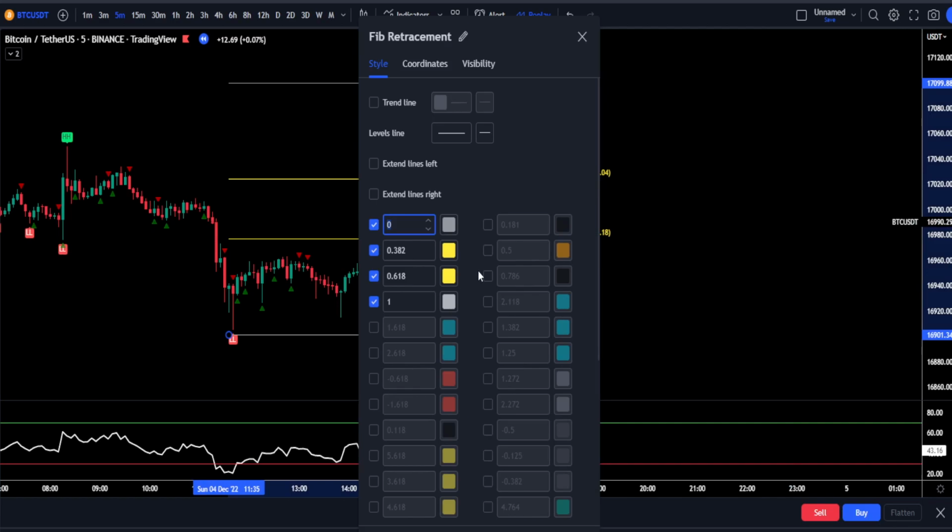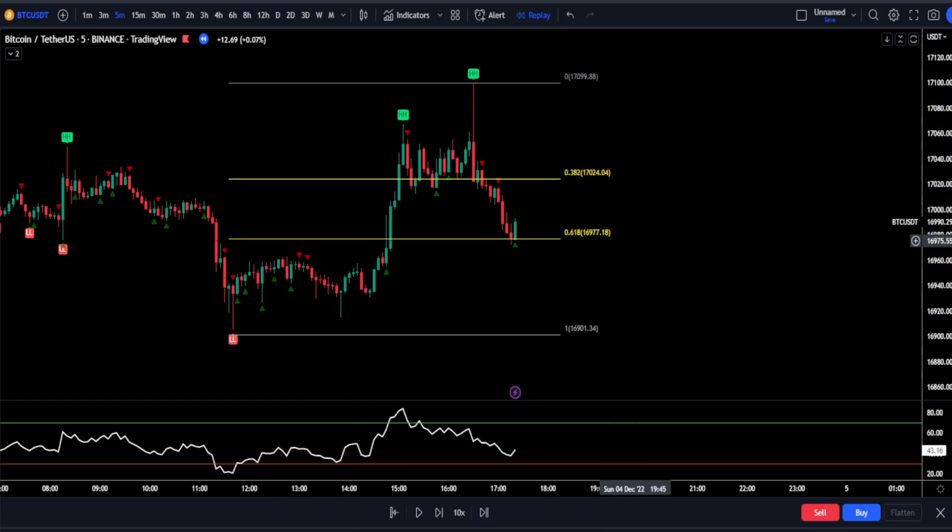By the way, in the settings of the Fibonacci tool, you need to make sure that only these 4 levels are selected. The following step will be to wait for the price action to get rejected off one of these 2 levels. It can either be the 0.382 or our 0.618. In this example, we can see that the price did not respect the 0.382 level, but it did get rejected off the 0.618 level. By the way, for this pullback to be valid, the price action must not cross and close below our key level.